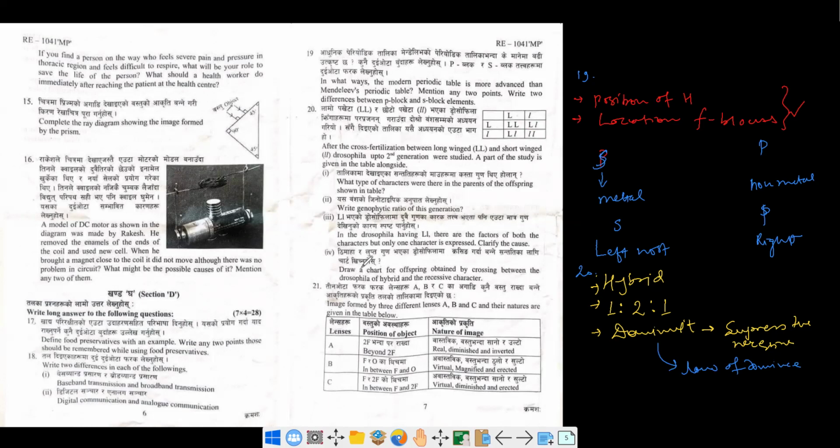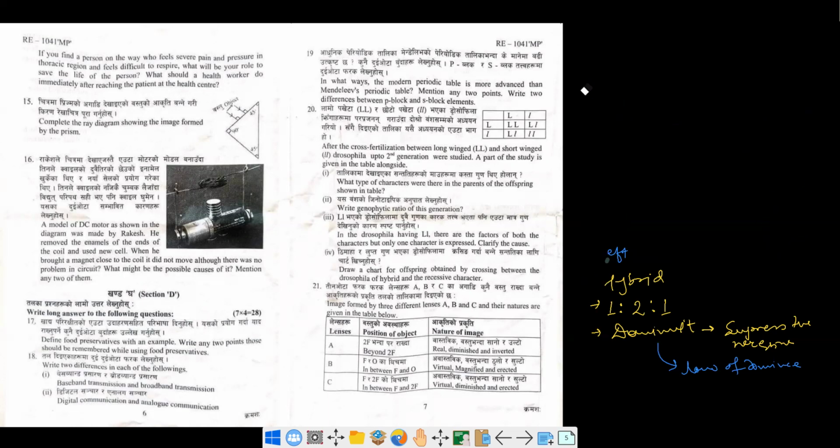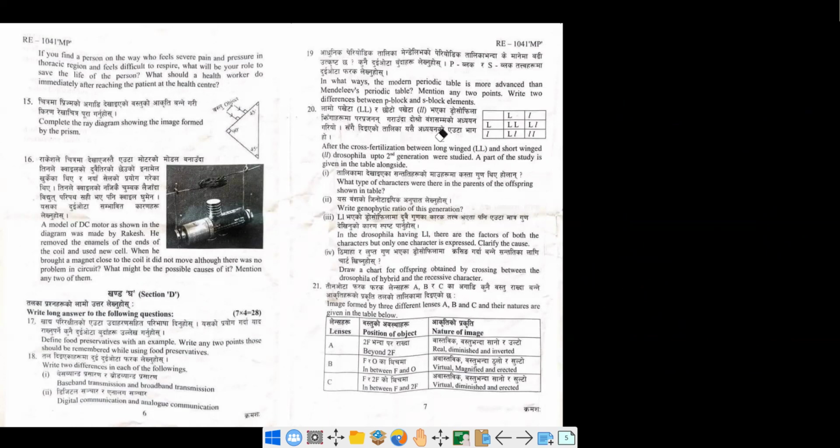Question number 4: draw a chart for offspring produced by the cross of Drosophila, hybrid and recessive character. Okay, let us draw the diagram. Just before that, I should erase it. So this is an interesting one. One is the short winged, that means pure dwarf, pure short wing, and one is a hybrid. So one is pure recessive and one is hybrid. In this type of situation, an interesting kind of result will be obtained. So let us draw the chart.